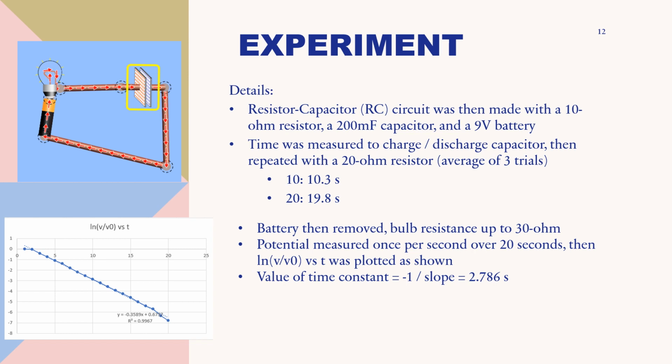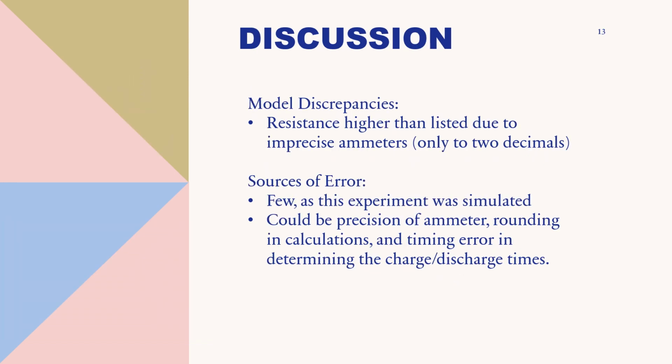And to get the value of the time constant is simply negative 1 divided by the slope, which gives us 2.786 seconds. You can see it's the slope of the linear trend line of this graph.